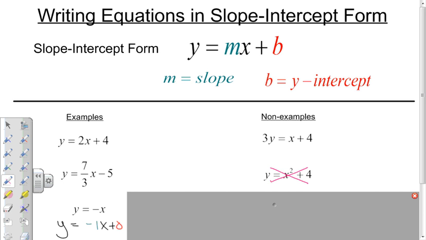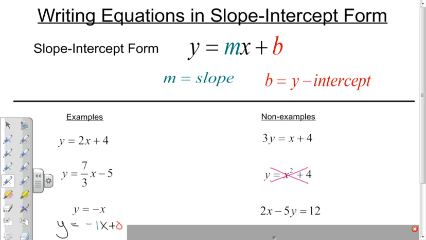Okay, so in a last non-example here where it says 2x minus 5y equals 12, you can see that this is not y equals mx plus b form because y and x are on the same side of the equation, and in the form of y equals mx plus b, it's not.